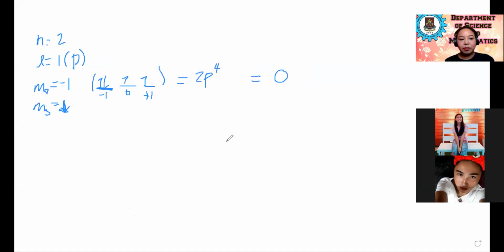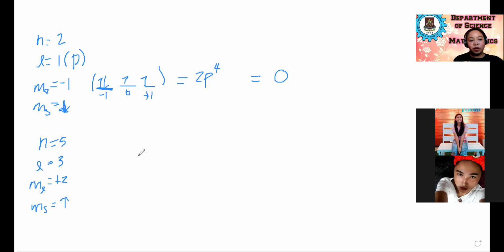So let's have another example again. Let's have n is equal to 5, L is equal to 3, ML is equal to +2, and then MS is upward.